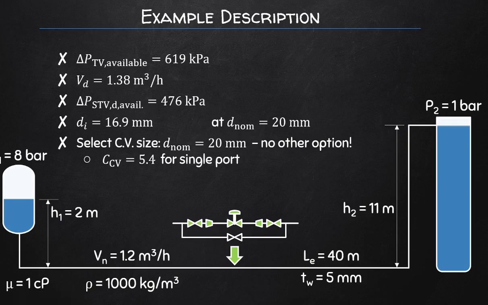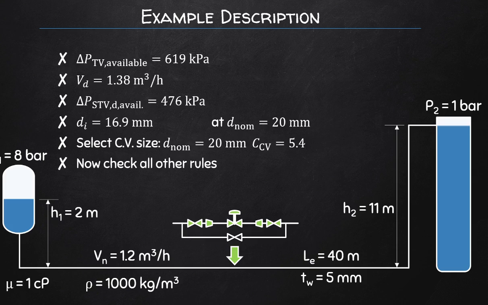So let's move on and determine that for the single port type 20 millimeter nominal diameter control valve, we obtain a coefficient for this control valve of 5.4. Now we can proceed with checking the rest of the results. Now in industry you have a lot of available options for control valves. You don't have to use this piping handbook. Typically the coefficient will be specified for the particular type of control valve.